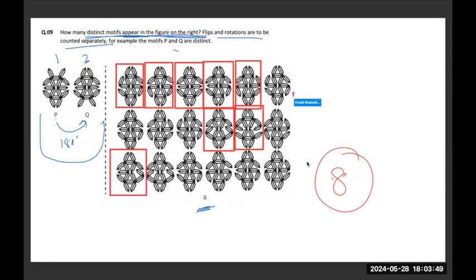This is like 1. This is like 4. This is like 5. This is like 1. This is again like 5. This is 6. This is 4. This is like 2. This is 4. And this is 5. This is 1, 2, 3, 4, 5, 6, 7, and 8. All I've done is a numbering where 1 refers to this one. They are the same. So likewise, we get 8 such motifs. Okay.